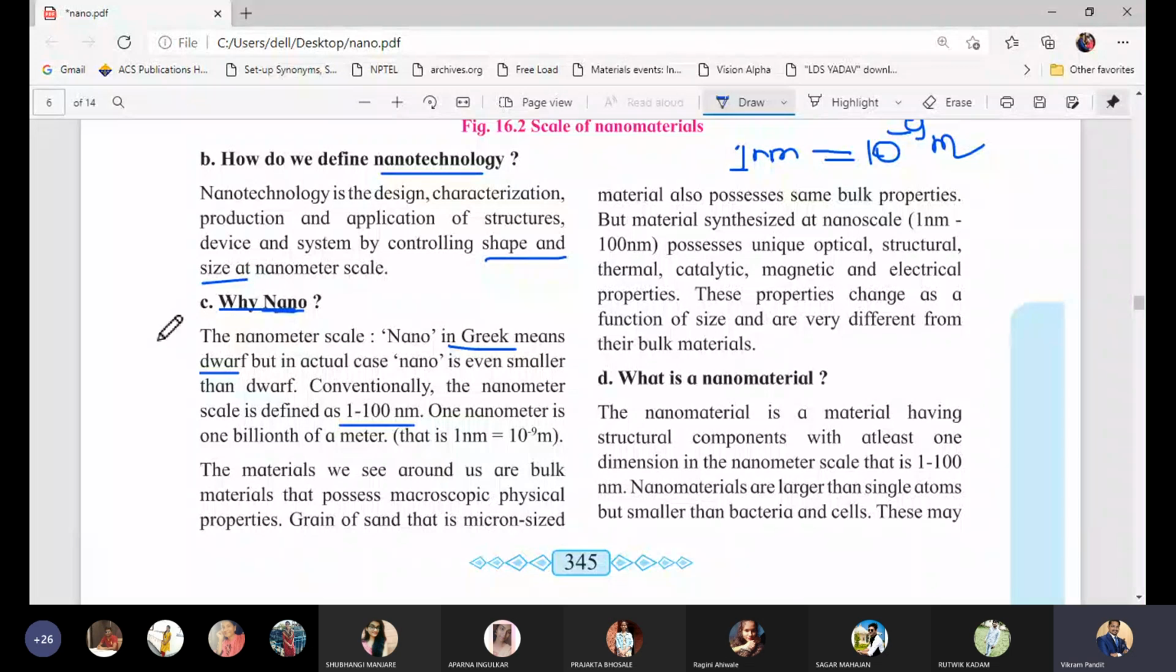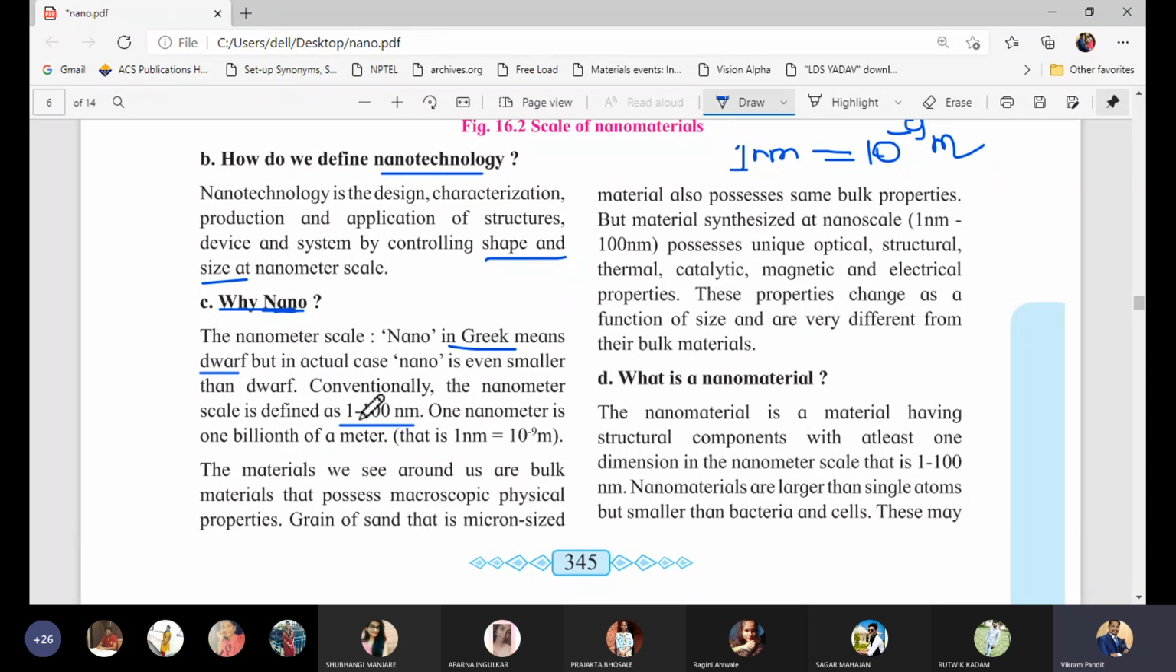As compared to this, if you compare these particles, when the scale of a particle is between 1 to 100 nanometer, all these particles are known as nanomaterials. It is nothing but the one billionth part of a meter, that is, 1 nanometer is equivalent to 10 raised to minus 9 meters. This is the important relation. This type of question will be there in multiple choice questions.